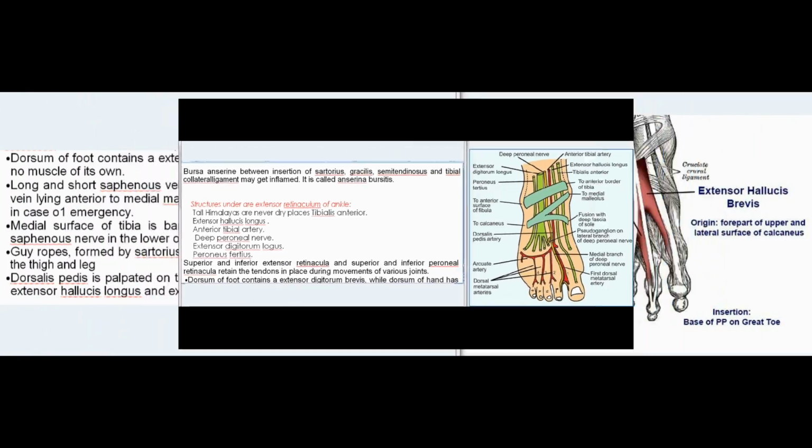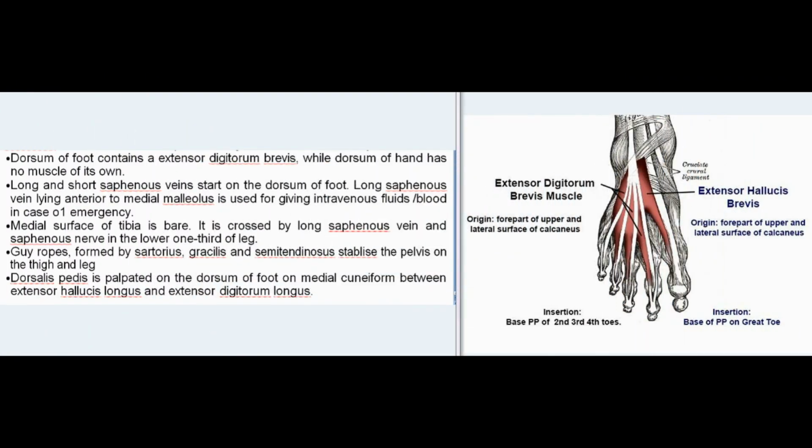The dorsum of the foot contains the extensor digitorum brevis, while the dorsum of the hand has no muscle of its own. Long and short saphenous veins start on the dorsum of the foot. The long saphenous vein lying anterior to the medial malleolus is used for giving intravenous fluid or blood in case of an emergency.